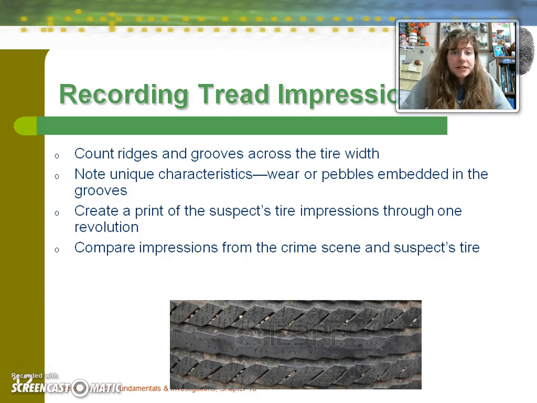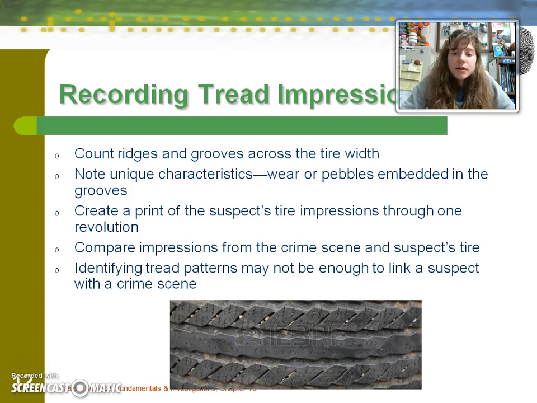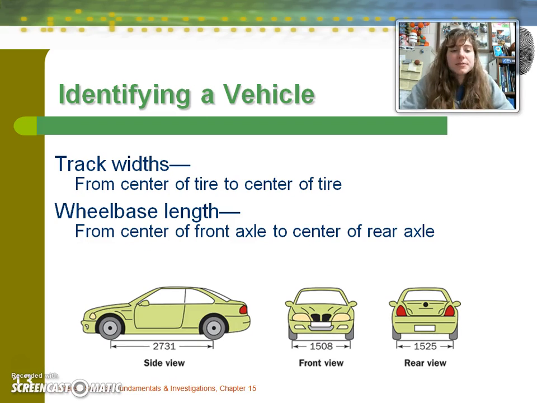So an investigator could actually create a known print of, let's say, a suspect's tire by inking it and then rolling that tire in the full revolution across a piece of paper. So this is a type of evidence that may not be enough to specifically say, okay, this is what has linked this suspect to the scene, but it can be something that serves to be helpful along with other types of evidence.